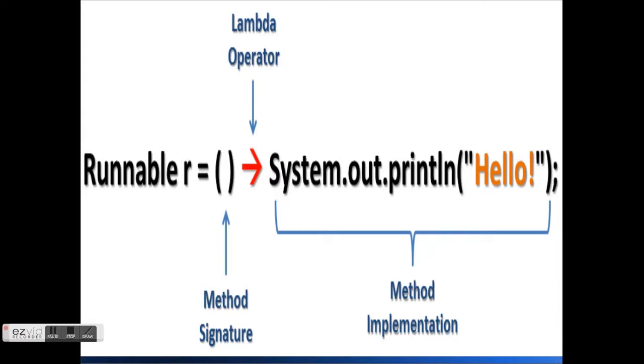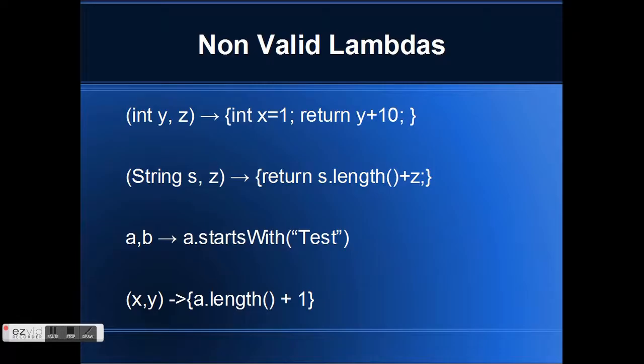Lambda operator is mandatory. Method signature, method implementation. The parentheses is called the method signature. And one more thing: if you're going to execute more than one line of code or one statement, you need braces.